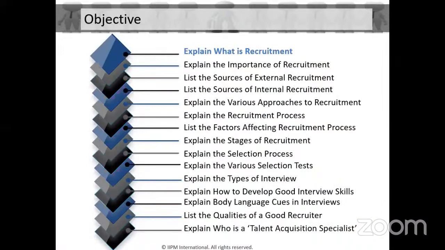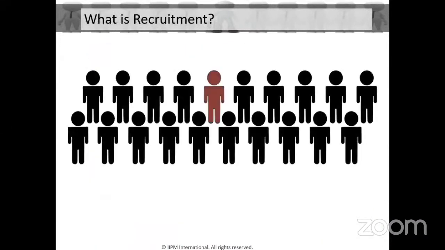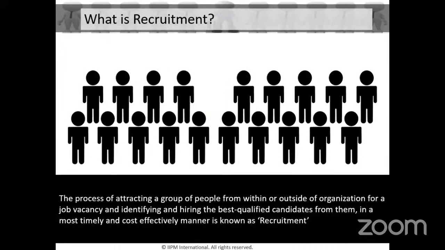That's what we're going to look at. What is recruitment? So recruitment is simply the process of attracting a group of people from within. Remember, this "within" comes in again. So the emphasis is on making sure that you look inward before you begin to look outward. Many people have missed out on great opportunities, on great talents within their organization, simply because they were busy looking outward instead of looking inward.